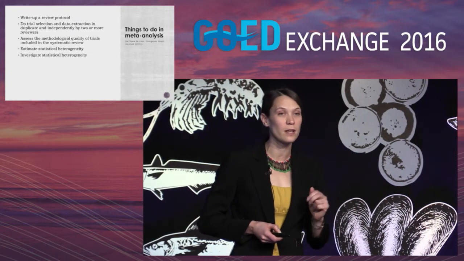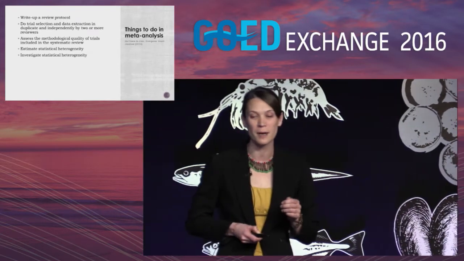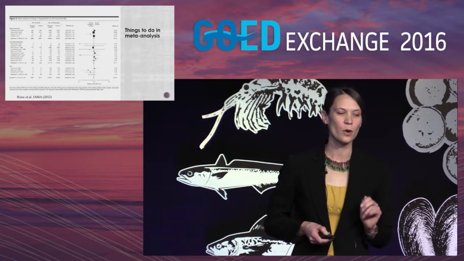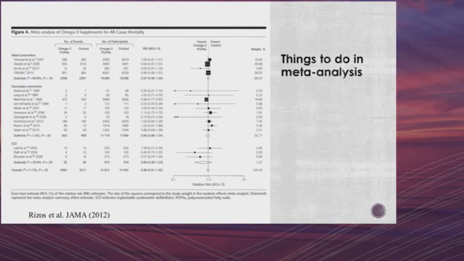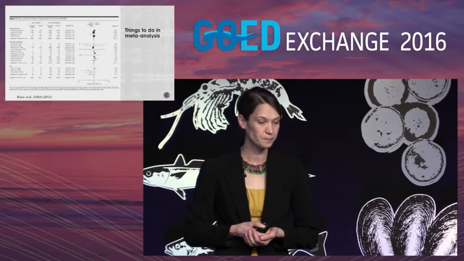Next, we want to see that the authors have used a forest plot to display results. So this is one of the forest plots from Rizos. These are great. They show the results of all of the trials that are included. You have the confidence intervals there. You have the estimates in the black boxes. The size of the black boxes corresponds to the weight that trial was given in the meta-analysis, okay? So the larger trials are given more weight. The smaller trials with large confidence intervals are given less weight.